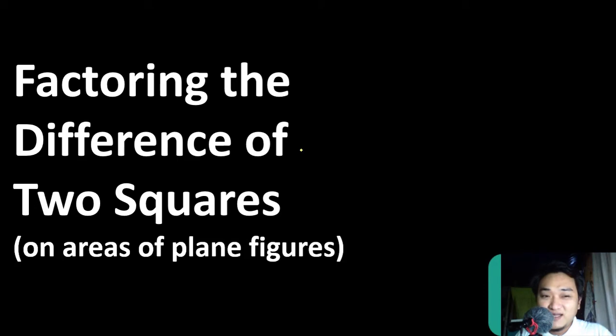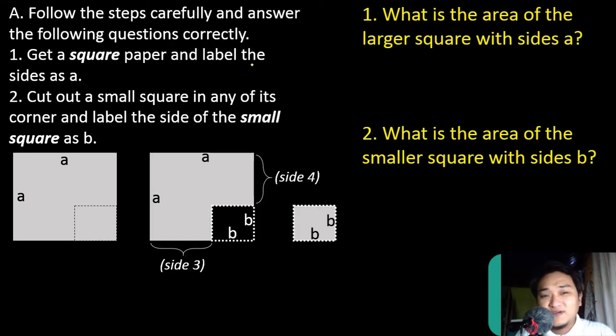And today, pag-aaralan naman natin kung paano natin nire-relate yung factoring the difference of two squares sa areas ng mga plane figures. Okay, so we have here an instruction. We are going to get a square paper and label the sides as A.